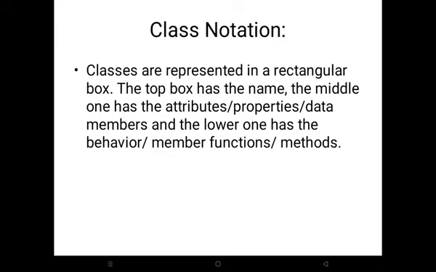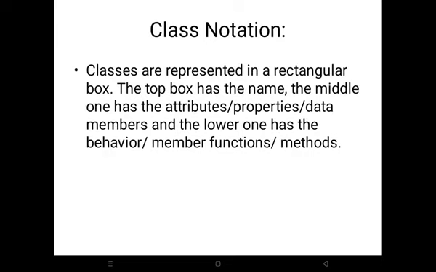The very first notation is the class notation. In UML, classes are represented in a rectangle box. The rectangle box is divided into three compartments. The top compartment has the name of the class. The middle compartment consists of attributes, also called properties and data members. The lower compartment, the third compartment, consists of behavior, member functions and methods.